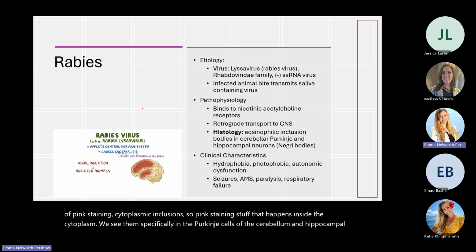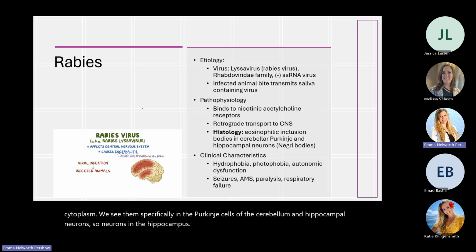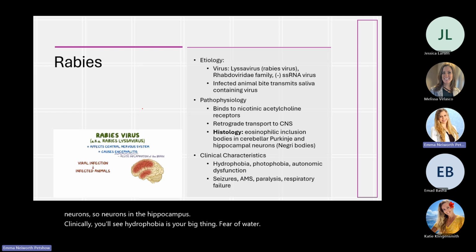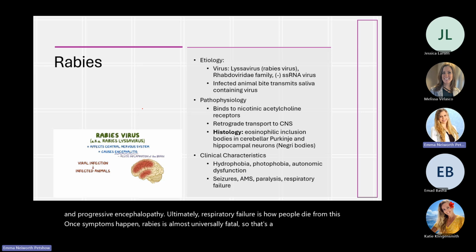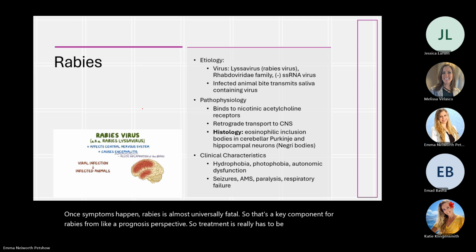Clinically, you'll see hydrophobia as your big thing, fear of water. We think of Michael Scott in his infamous 5K. Also photophobia, autonomic instability, seizures, and progressive encephalopathy. Ultimately, respiratory failure is how people die from this. Once symptoms happen, rabies is almost universally fatal. So that's a key component for rabies from a prognosis perspective. Treatment has to be post-exposure, right after the bite.